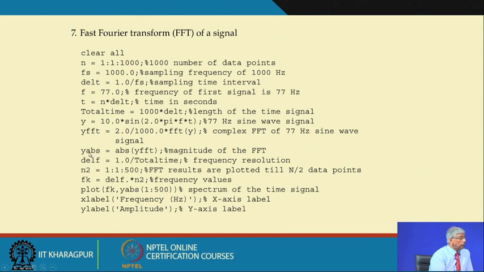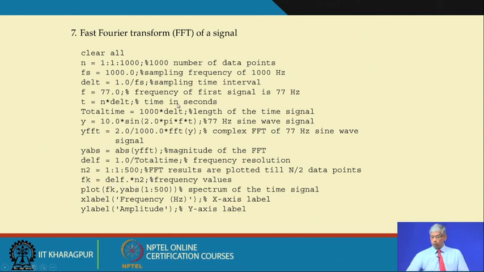And then to find out the magnitude, I just take the absolute value of the complex values of the FFT. The delta frequency, the frequency resolution in the frequency domain, is 1 by total time. Total time is given by this expression here. Since the FFT results are plotted only till n by 2 because of the negative frequency, I can plot at any frequency till n by 2 times the del f, and I will plot this.